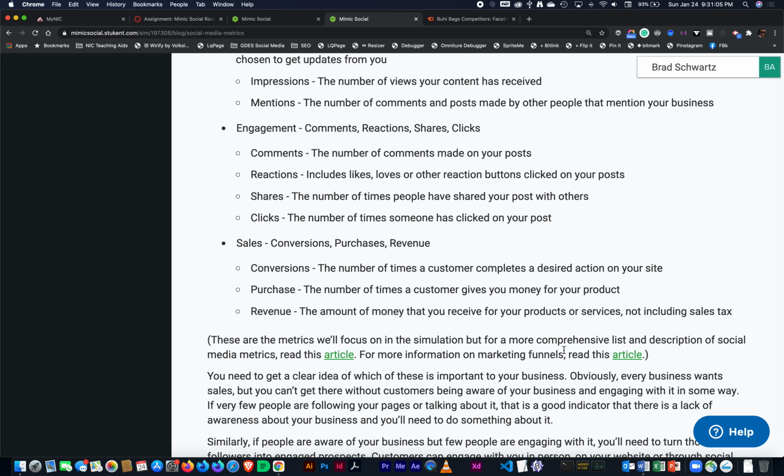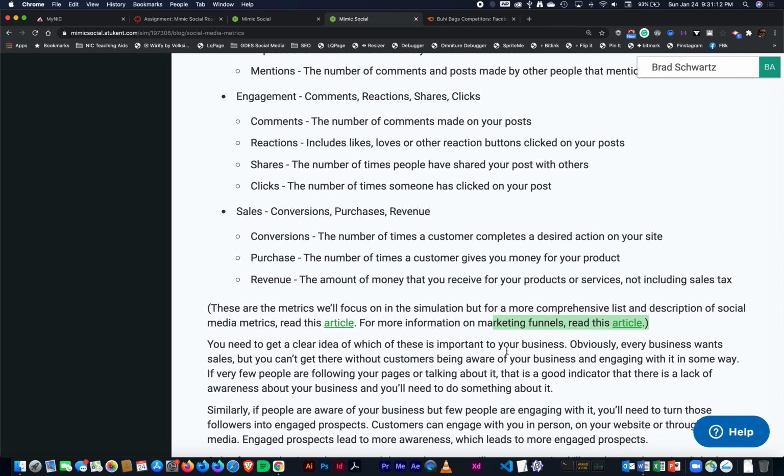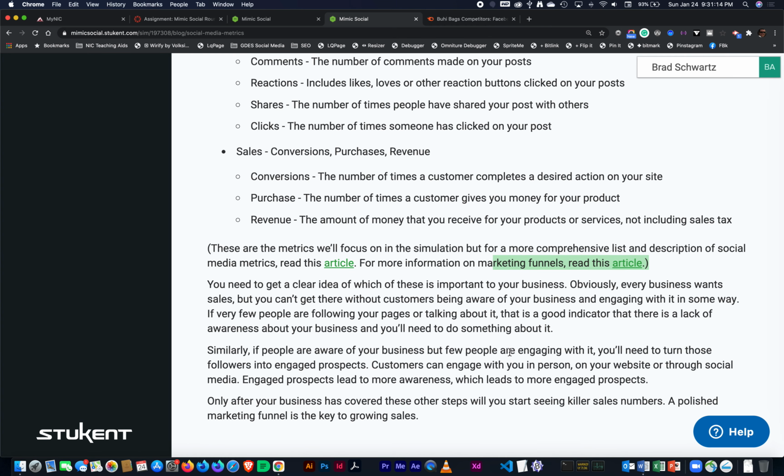There's a couple other articles you can take a look at if you're interested in social media metrics or more about marketing funnels. But the main thing is we want to get an idea of what's important for the business. Obviously, business is going to want sales, but we can't get sales without awareness and engagement.